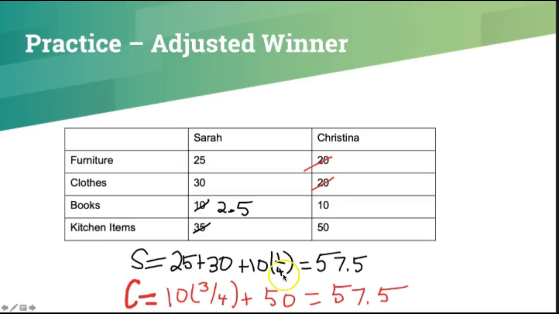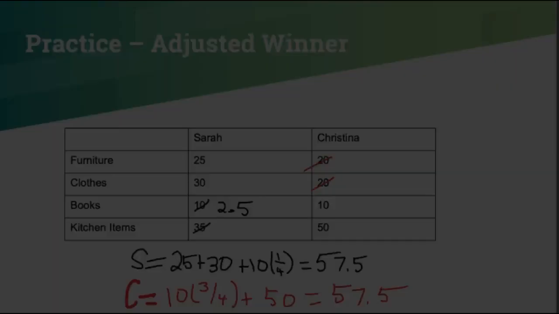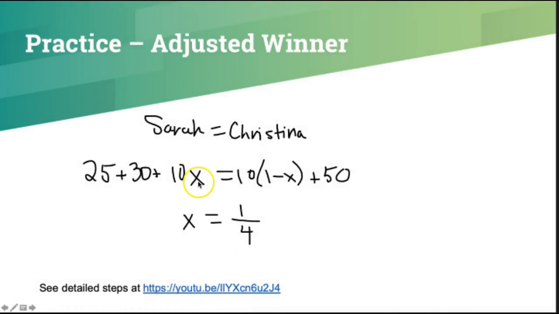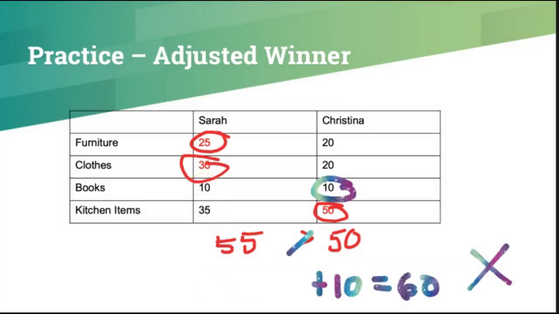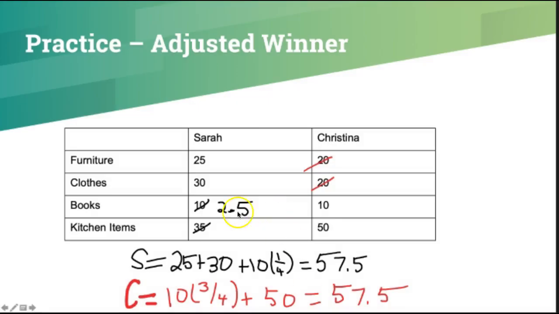Once you solve for that and you get 1/4, then you go back and you plug it in. So you'll have the 25 plus the 30, and then 10 times 1/4. Remember, going backwards, the x is the one we solved to be 1/4. So Sarah gets 1/4 of the 10, which is the books. Oops, sorry, I went the other direction. There. So you'll do 10 times 1/4, which is 2.5. So that means that Sarah gets 25 plus 30 plus 2.5, which is 57.5.